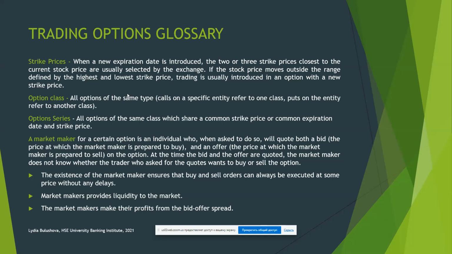So why is this notion important to us? The existence of market makers ensures that buy and sell orders will always be executed. So market makers provide liquidity to the market. How do market makers generate profits? Their profit comes from the difference between the bid and the offer.